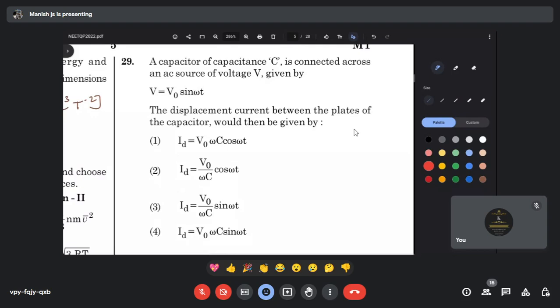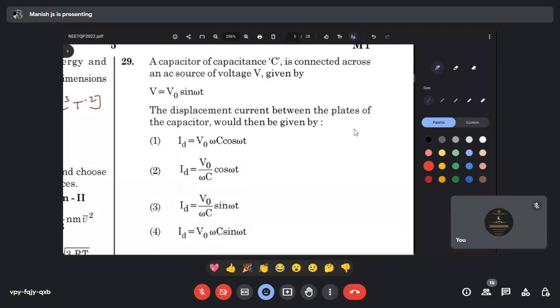A capacitor of capacitance C is connected across an AC source of voltage V given by V is equal to V naught sin omega t. The displacement current between the plates of the capacitor would then be given by.